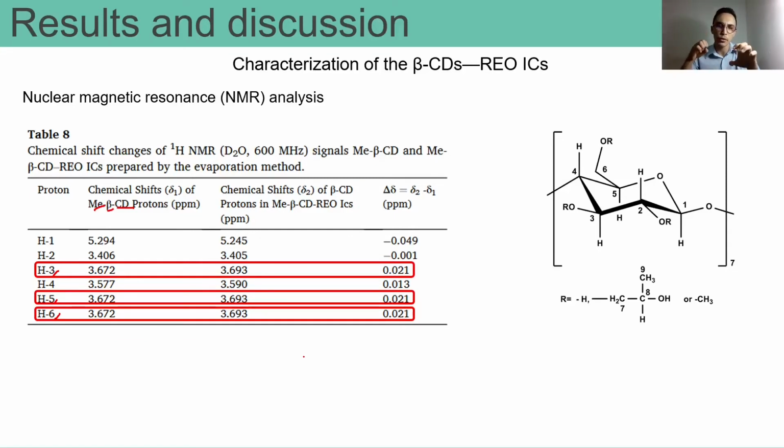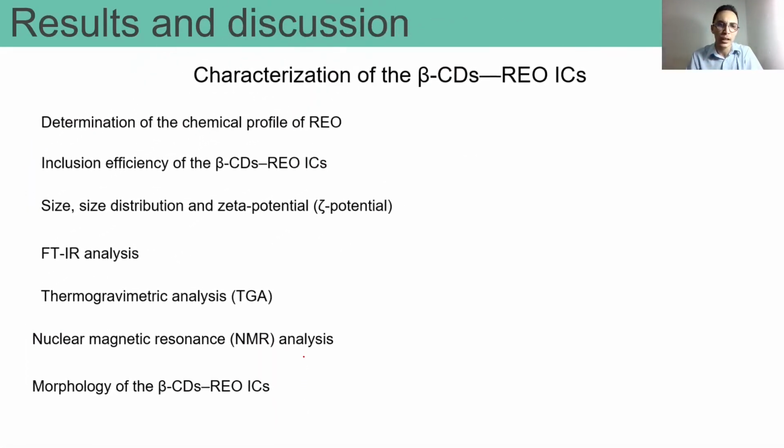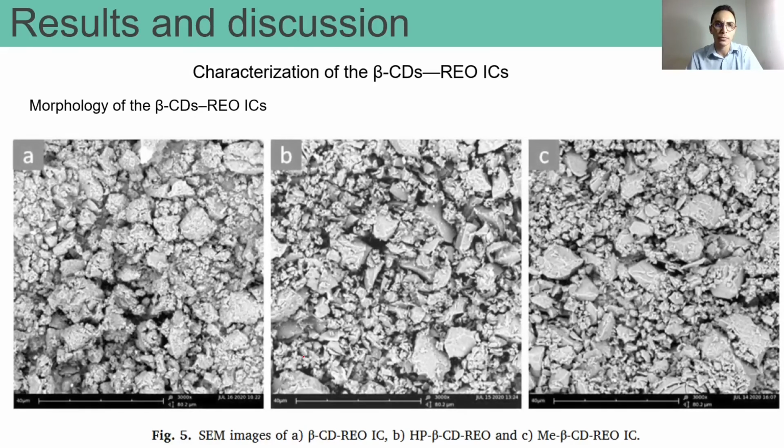The essential oil gets into the cyclodextrin, and from that we make an inclusion complex. And now we're going to talk about the morphology of the beta-cyclodextrin inclusion complex. Now we can see figures A, B, and C. When we see this picture, we can imagine that they are the same.